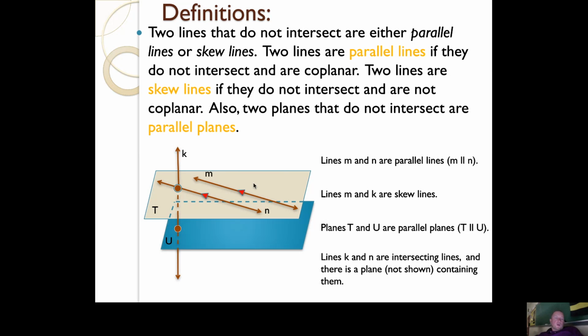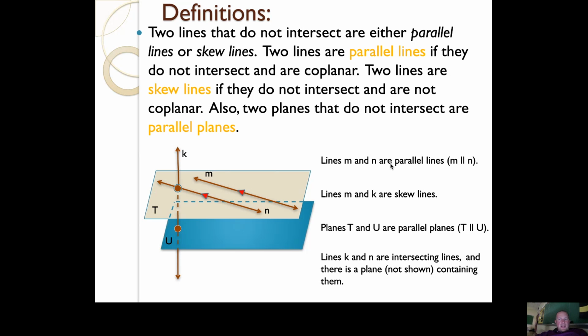Planes. So the two planes that are parallel would be like the horizontal planes, this beige one and this blue one. We're calling those planes T and U. Now these are fancy T, it should be a fancy T and a fancy U. I couldn't come up with that on the PowerPoint, but they should be fancy letters. That way you know they're not points on the plane. So you can write that the two planes are parallel, and that's what this symbol means here. It means they're parallel.